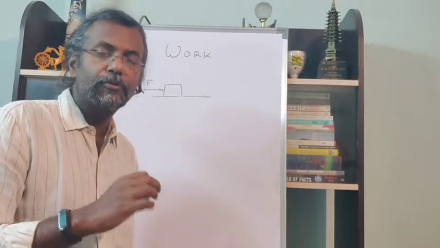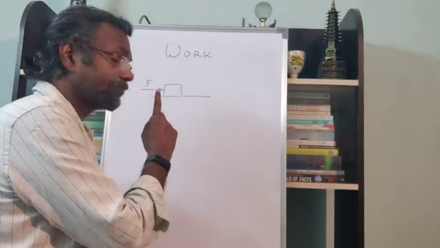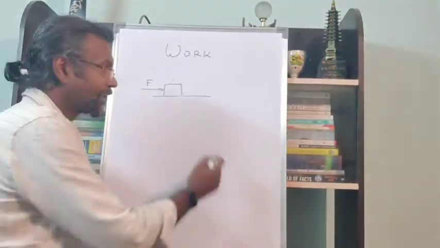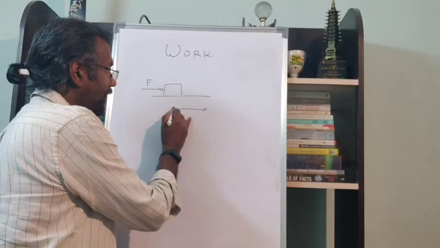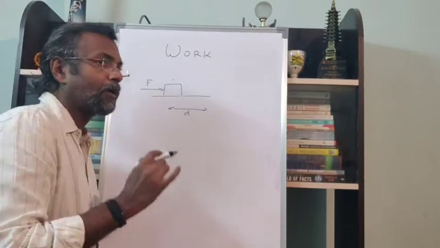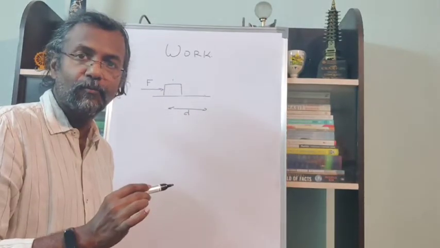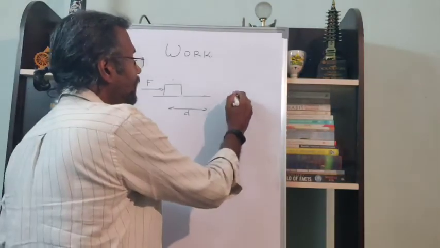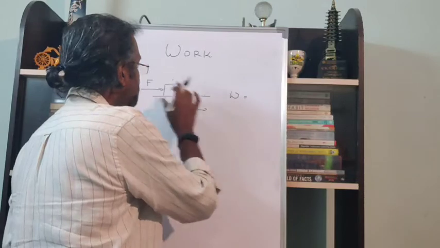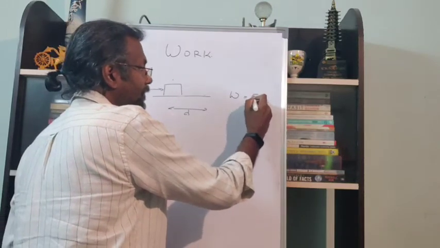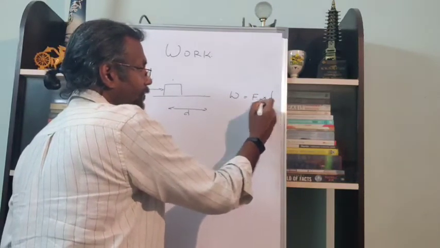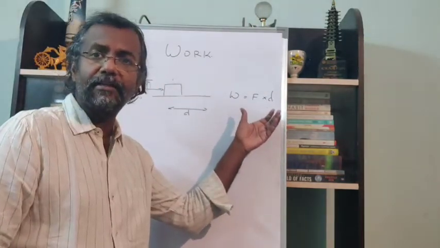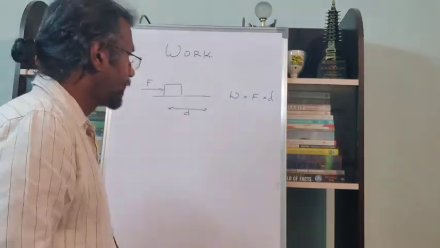So the first concept we're going to look at under this topic is that of work. Let's say we have a body and we apply a force F, and a displacement D happens. Once a displacement D happens, we say work is done. How do we calculate the work? We calculate work by multiplying the magnitude of force F into the magnitude of displacement. This is the simplest way of calculating work.